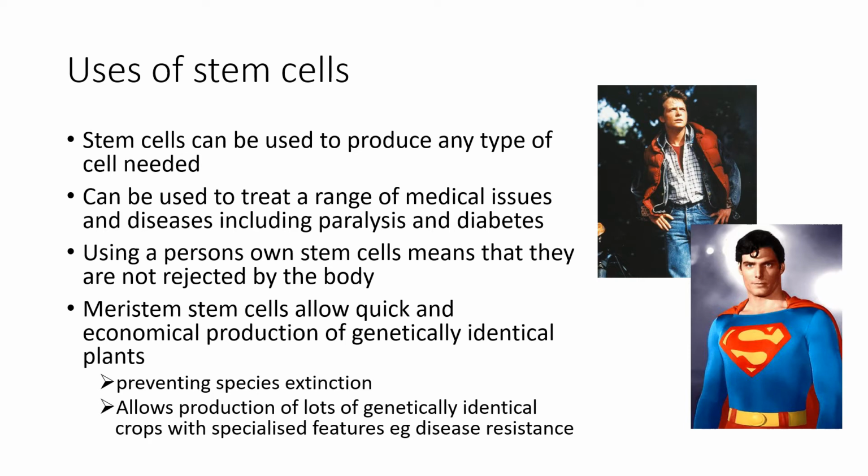In terms of plants, meristem stem cells can be grown very quickly, and it lets us produce large numbers of identical plants at very quick rates. And we have a number of uses for that. So for example, we can quickly repopulate species that are in low numbers, and we're also able to produce large numbers of genetically identical crops. So if we have a particular crop which has a particular advantage, for example, is resistant to a particular disease, we can then grow that in very large numbers very rapidly using stem cells.